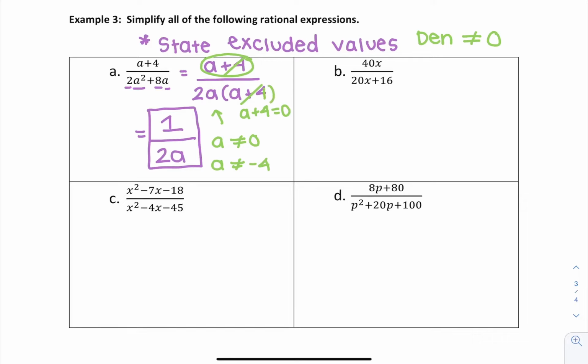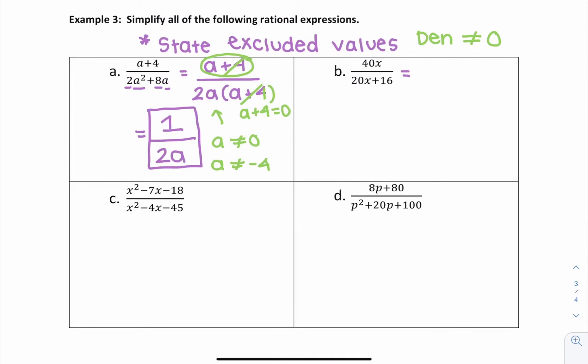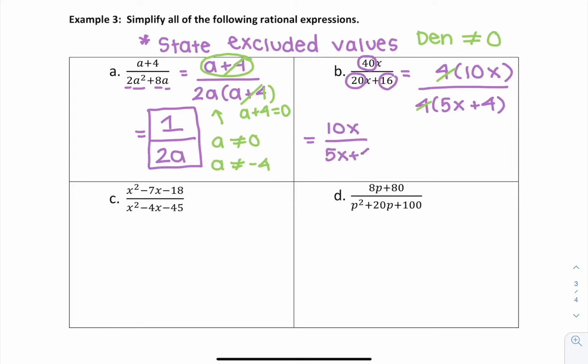Let's try another example. So in this case, let's try to factor. So I'm going to factor out a 4 in both cases because 4 is the biggest number that goes into all of these numbers. So I'll take out a 4 from the top, and I'm left with 10x. I'll take out a 4 from the bottom, and I'm left with 5x plus 4. Now, I'm going to see what I can cancel. I can cancel out my 4's, and I'm left with 10x over 5x plus 4.